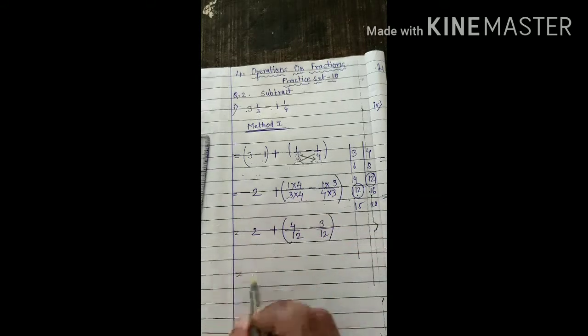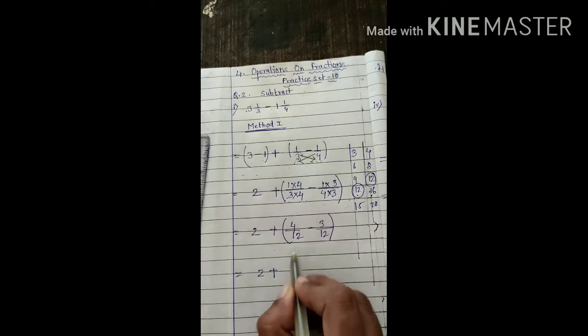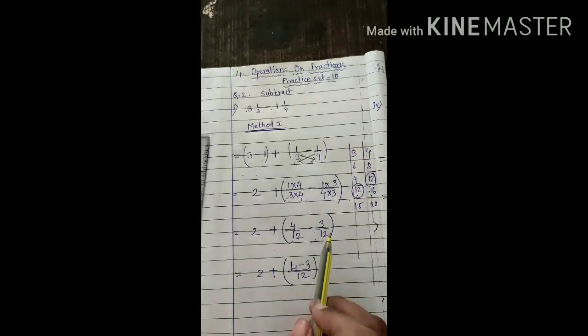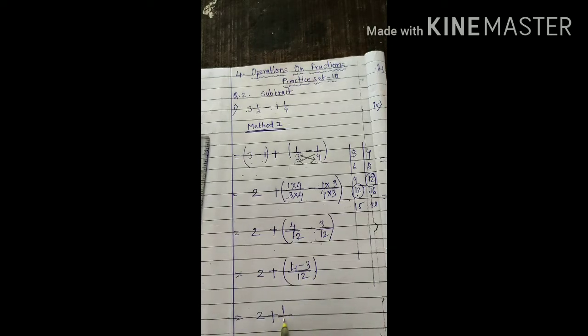So students, 2 plus 4 minus 3 how much? 1, and you write 4 minus 3 upon 12. You have to subtract only the numerator. Don't subtract the denominator. आप denominator को subtract नहीं करेंगे, आप सिर्फ numerator को ही subtract करेंगे. Same rule which we use in the addition. So 2 plus 4 minus 3, that is 1 upon 12. So your answer is 2 1 upon 12.